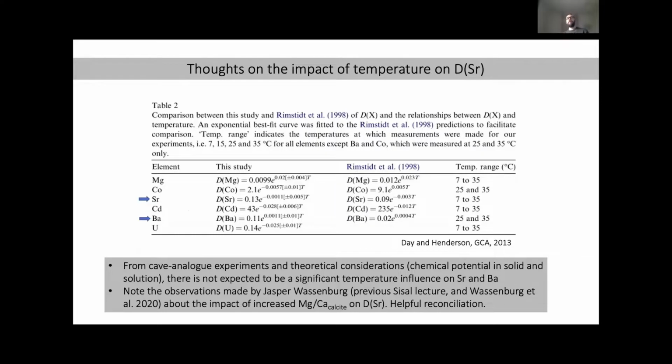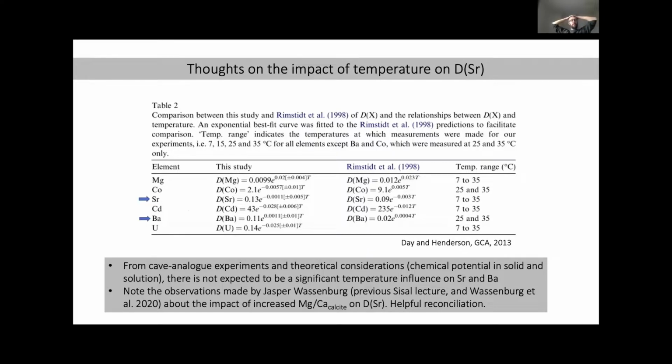And those theoretical studies are considering the chemical potential in the solid compared to the solution. So in both cases, from theoretical considerations and based on experimental results, we might expect that there is either no impact of temperature on strontium and barium, or at least a very small impact. And if that's the case, that would be good news for our trace element work in speleothems.